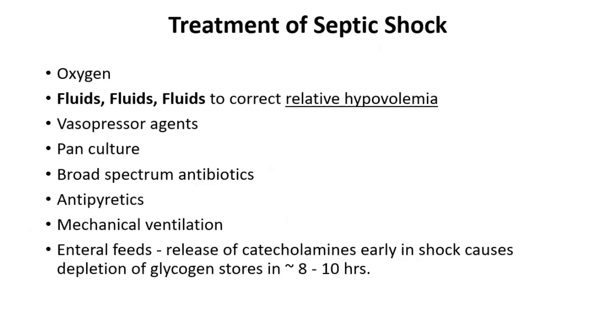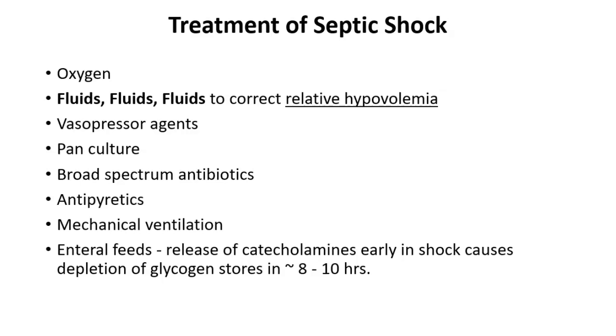All right, so the treatment of septic shock is here listed for you. And there are some notes on the bottom. So, of course, we need to optimize oxygenation because we have impaired tissue perfusion. And then fluids, 30 mLs per kilogram at a minimum, to correct the relative hypovolemia. And we want to look for clinical responsiveness to the fluid. So things like our vital signs, capillary refill, urine output.